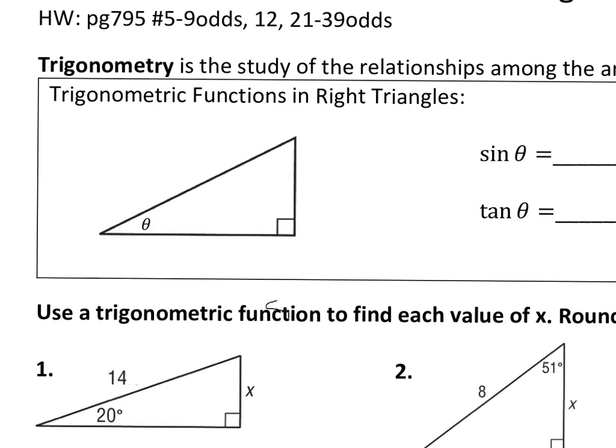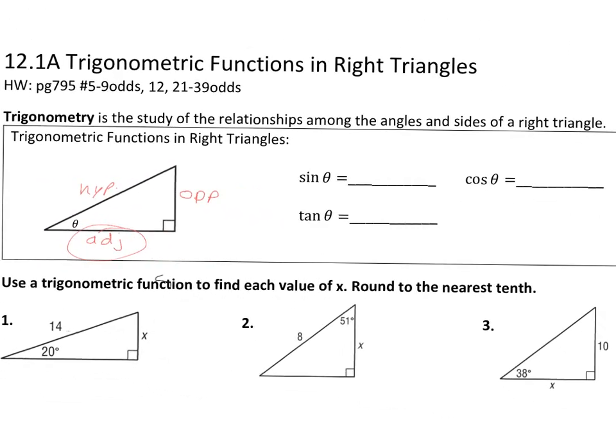So there are three sides in reference to theta. There's the side opposite theta, there's the side adjacent to theta, and there's the hypotenuse. Adjacent means next to, so adjacent is the side next to theta that is not the hypotenuse. So adjacent is the side touching theta, but not the one that's the hypotenuse.